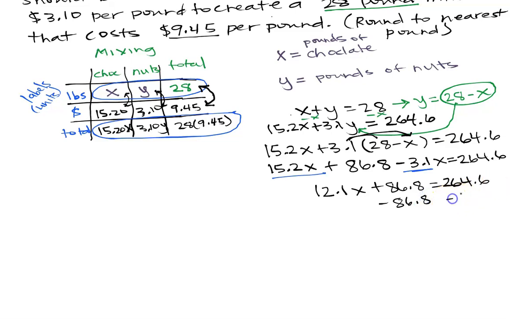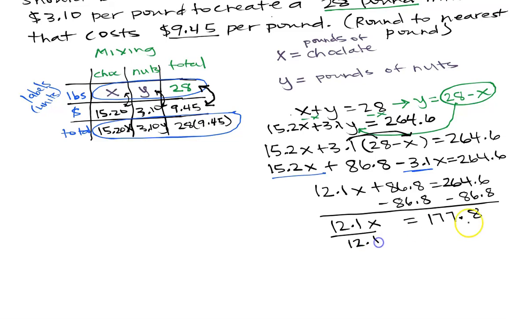And definitely use your calculator to help you on this. I know sometimes it's just so easy to make little mistakes. So double check it with your calculator, right, when you have all these decimals. So what's 264.6 minus 86.8? 177.8. Okay. And now what we'll have to do is just divide by 12.1. And so what does that give us?